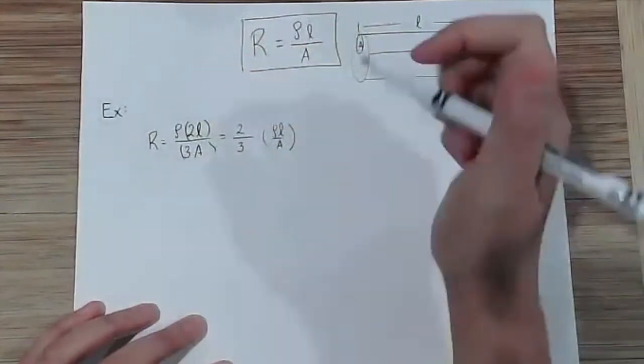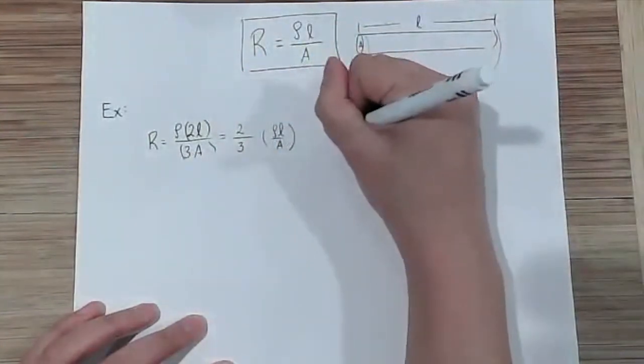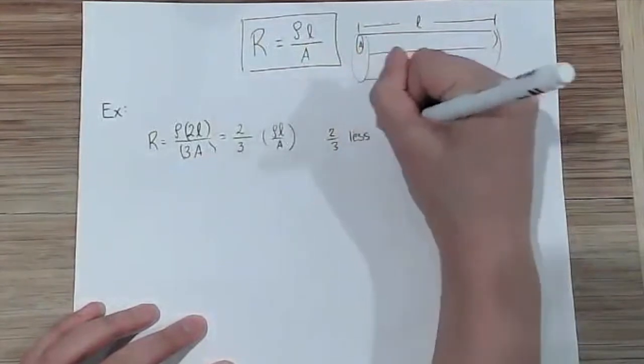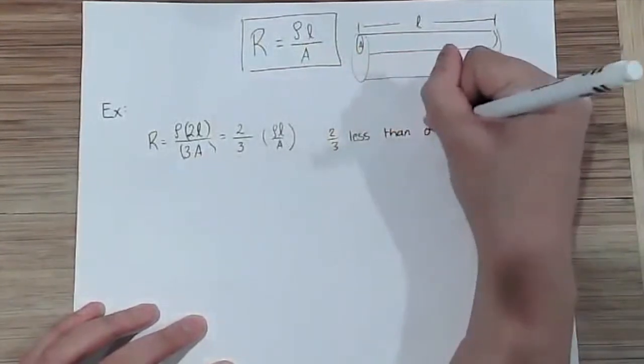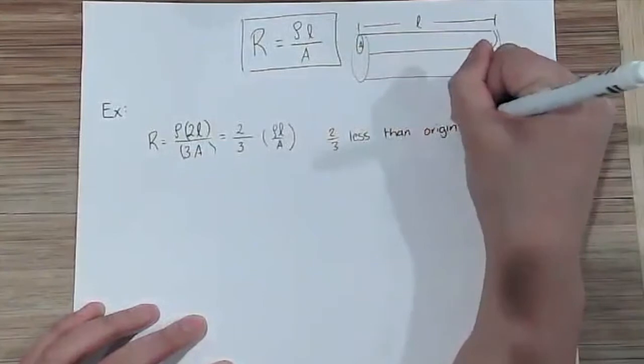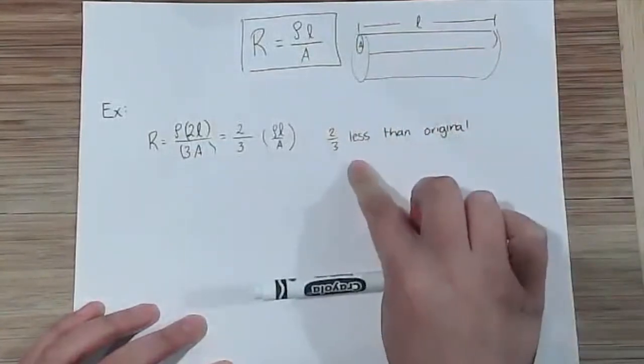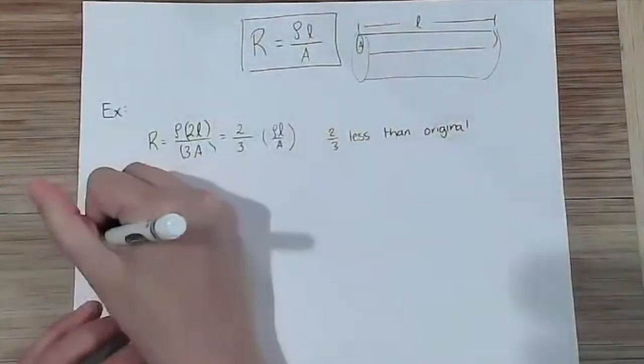2/3, because this number is less than 1, means that it is less resistant than before. If this was a larger number than 1, it would mean it was more resistant than the original wire.